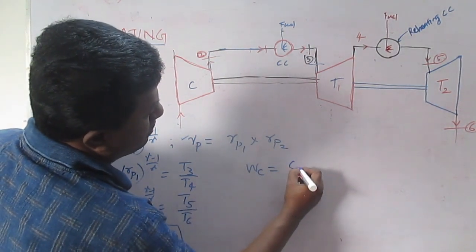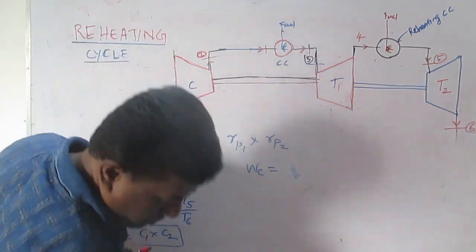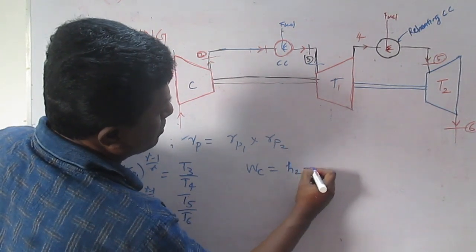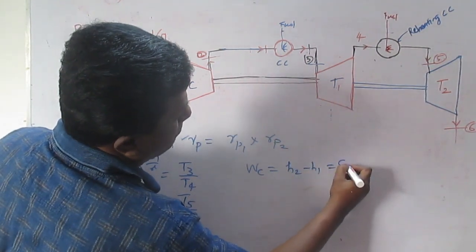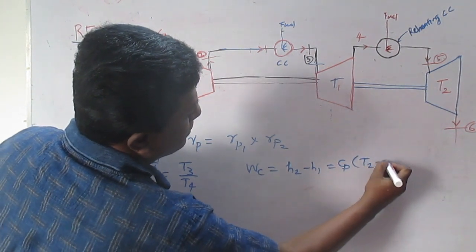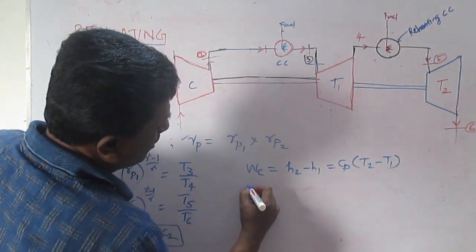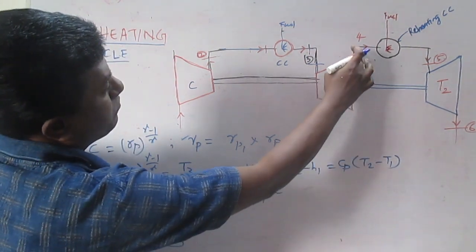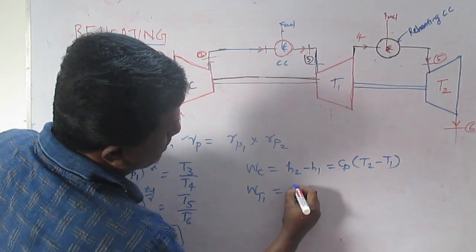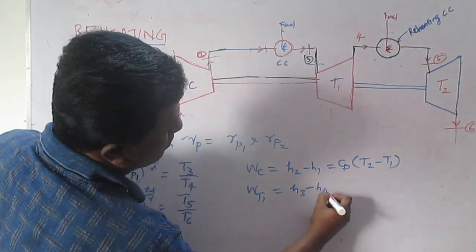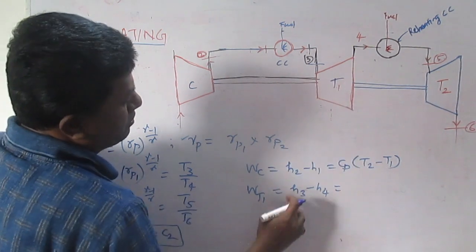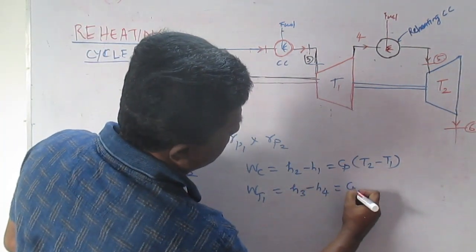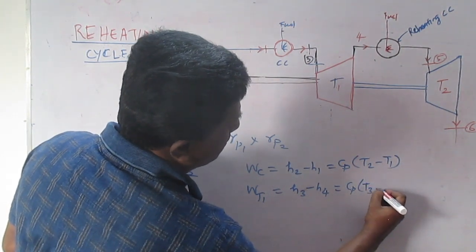to Cp. That means we can write H2 minus H1, that is equal to Cp into T2 minus T1. Then turbine work WT1 equal to, that operates between 3 and 4. So H3 minus H4. This is always higher minus lower. That is what we have to write here. So Cp into T3 minus T4.